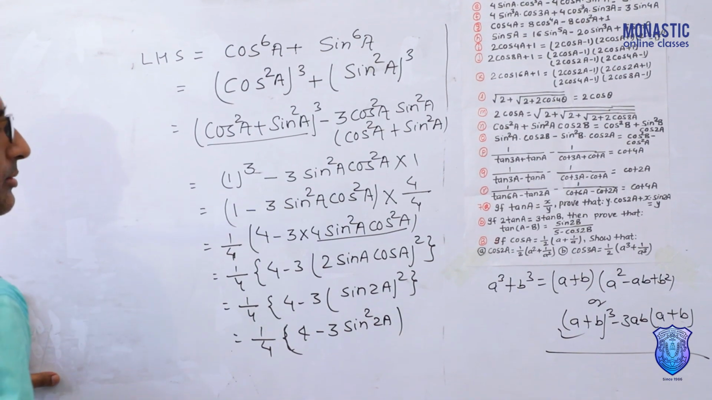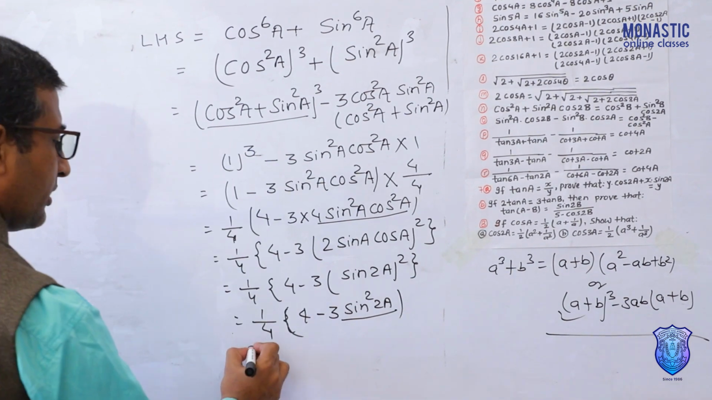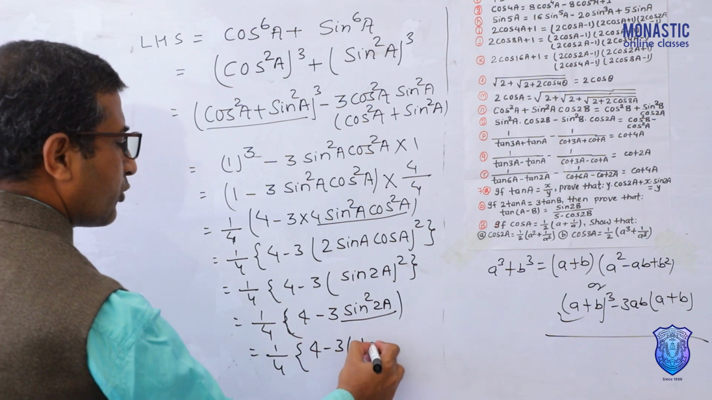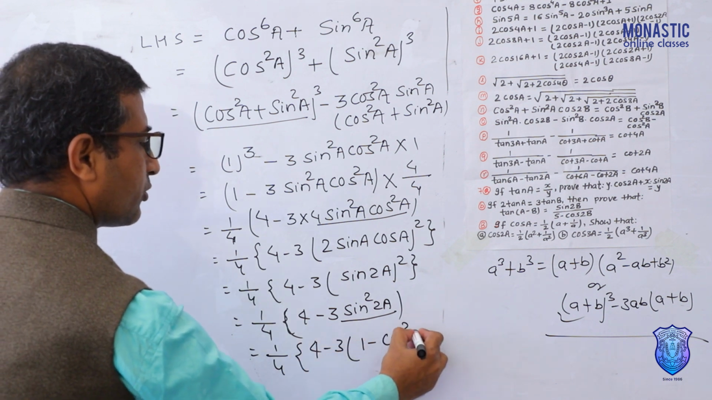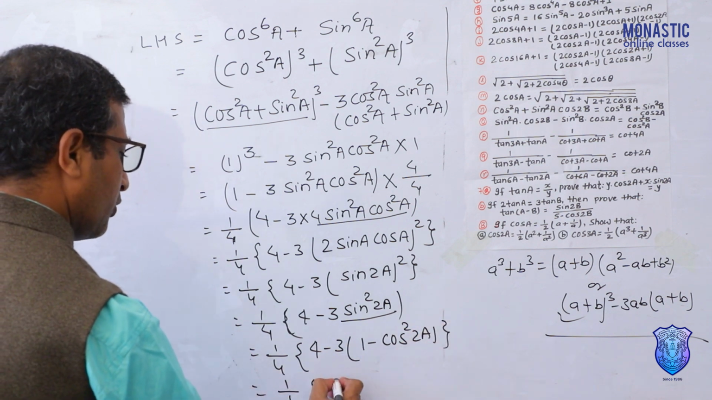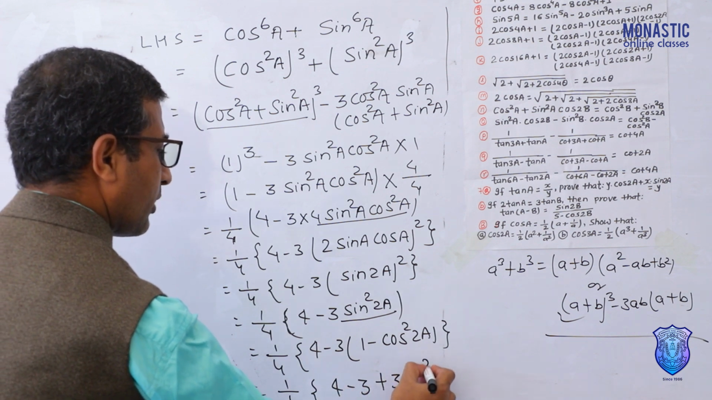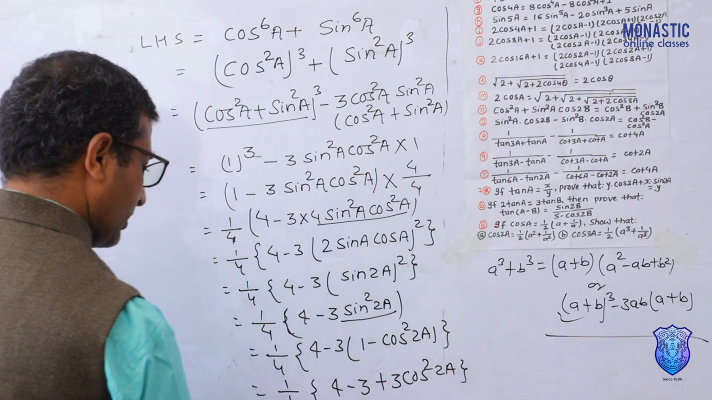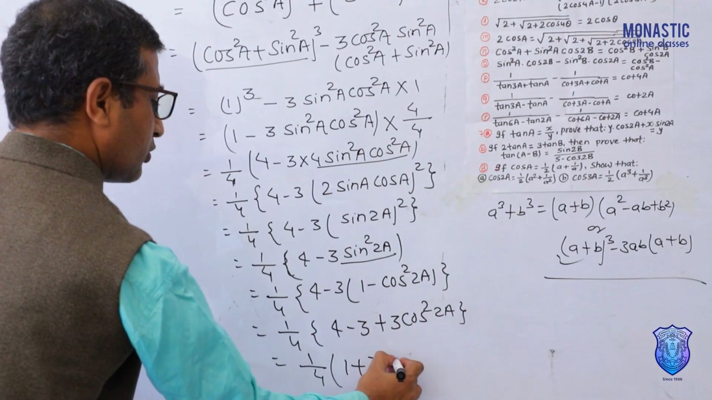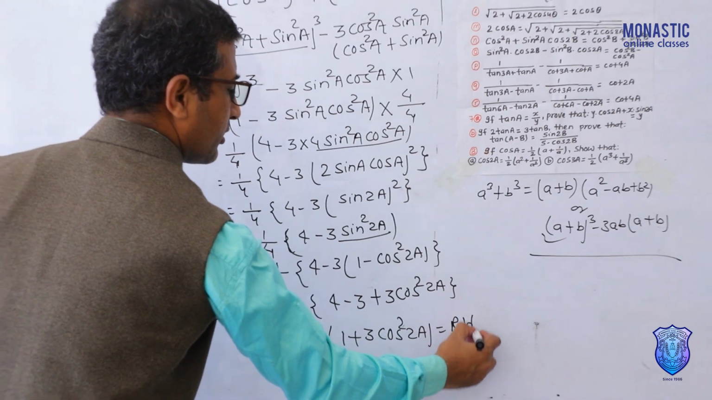But look at the RHS. In place of sine square, we want cos square. We have learned the square formula. In place of sine square, we can write 1 minus cos square. Do the simplification: 4 minus 3 plus 3 cos square 2a. The final result we obtained is 1 plus 3 cos square 2a, and that's the RHS proved.